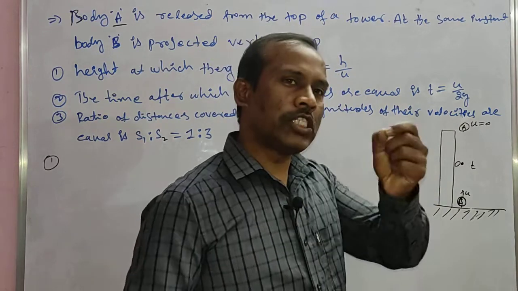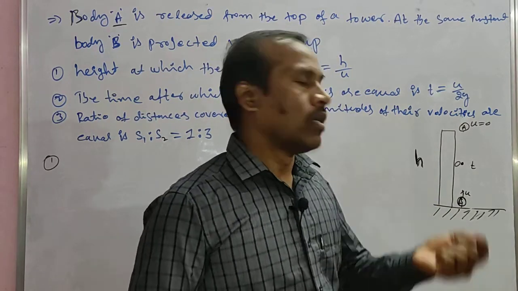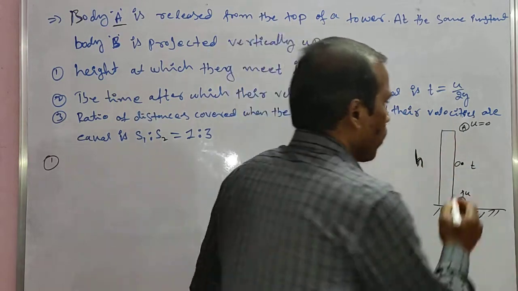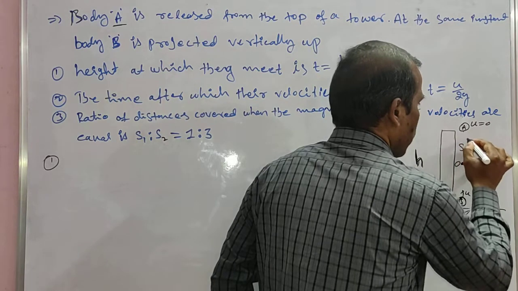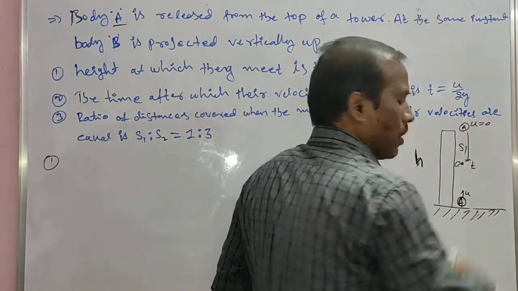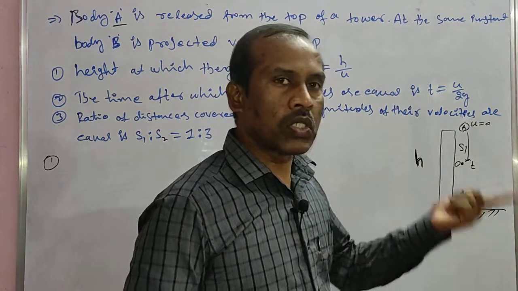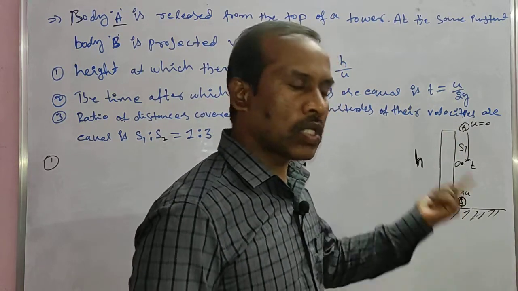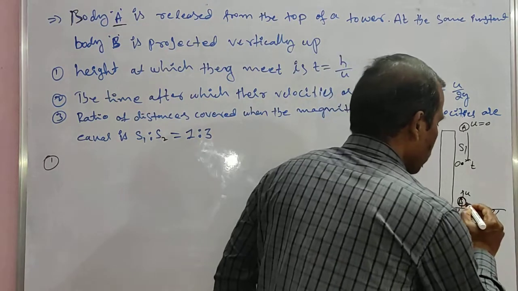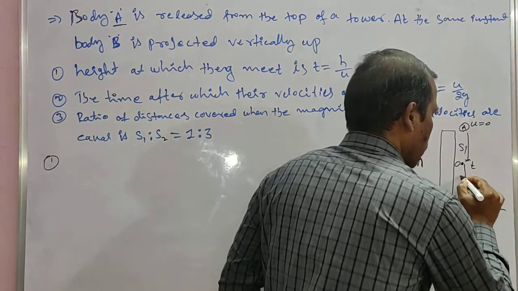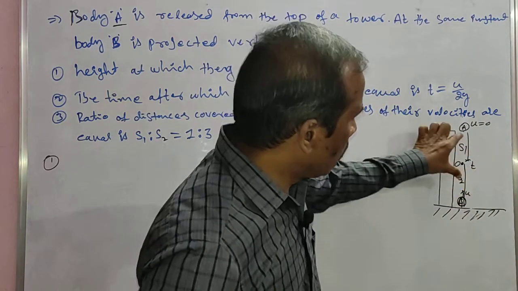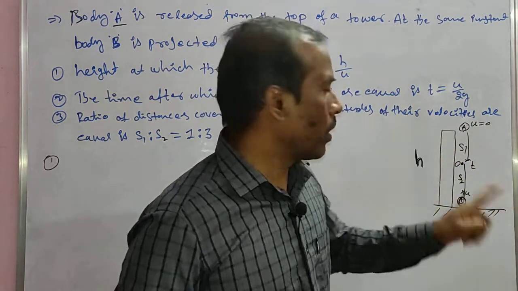Now the displacement of body A, that means the distance covered by body A, is for example S1. S1 means the distance covered by body A. Next, the distance covered by body B is S2. At time t, these two bodies meet at point O.